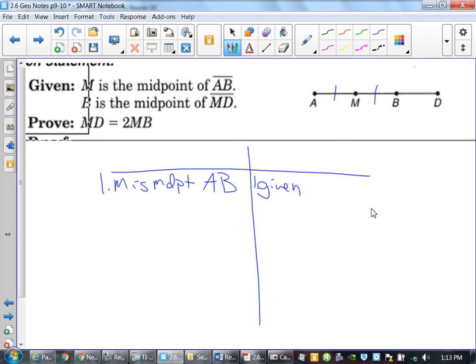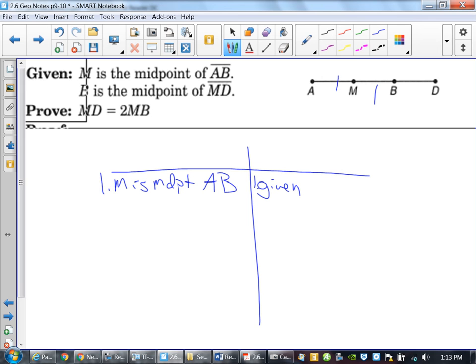Progression sheet told you what to do. The problem told you were given a midpoint. Write down segment equals segment, knucklehead. That's what it says. AM equals MB. What's your reason? Very good. Definition of midpoint. Make sure you guys are writing down definition of midpoint. Don't write down midpoint because that'd be wrong.